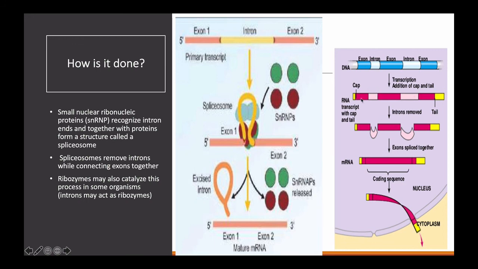So again, if you look over here, we have exons, introns. Here's our cap over here, and that's our poly A tail. Essentially what we're doing is removing these introns, and then we glue the exons together. And now we have this 5' cap and the poly A tail. Now this is ready to leave the nucleus.